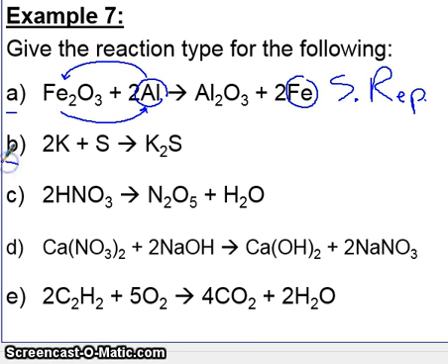Example 2, part B. We have potassium and sulfur combining together to give you K2S. Now, this looks like synthesis because we have two elements combining into a compound. We have simpler substances here and a more complex substance on the right side. This is good old synthesis. The next one, part C, we have a compound and we end up with two compounds. So in this case, the compound is breaking down or decomposing into simpler substances. This is called decomposition.